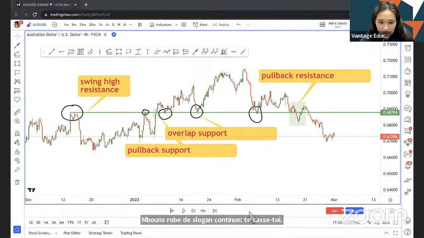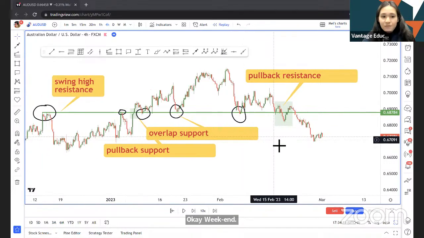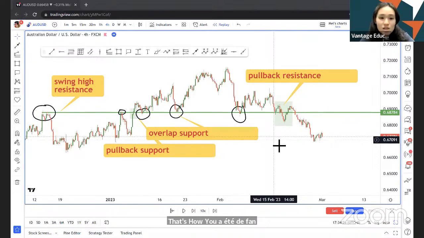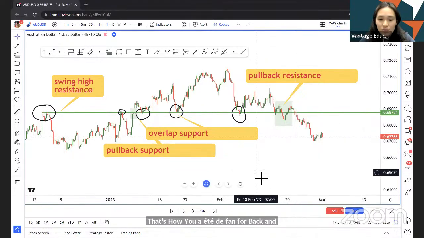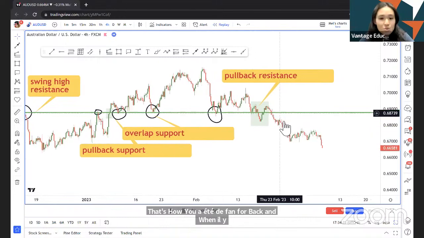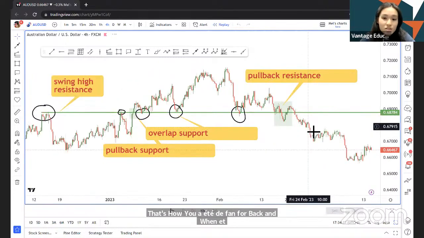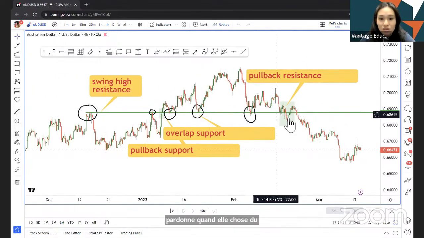Okay, let me just check the chats to see if there are any questions. Okay, no. So that's how you identify pullback and overlap support and resistance levels. You can see how these levels are quite important because they show you where price may reverse off of, or price can continue to test these levels later on.